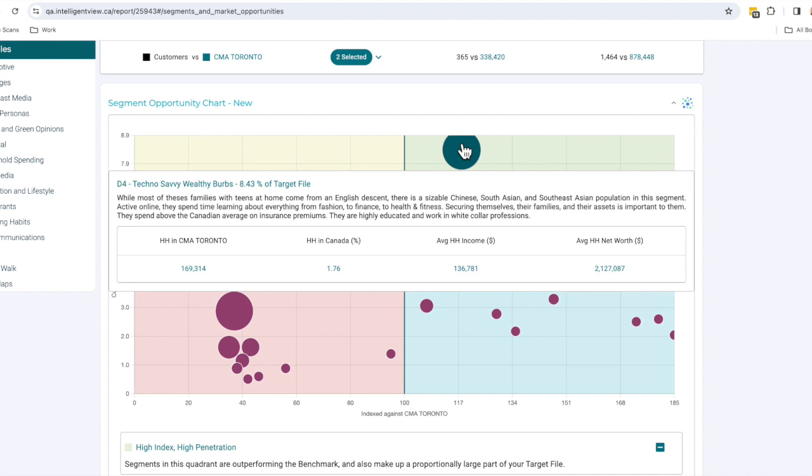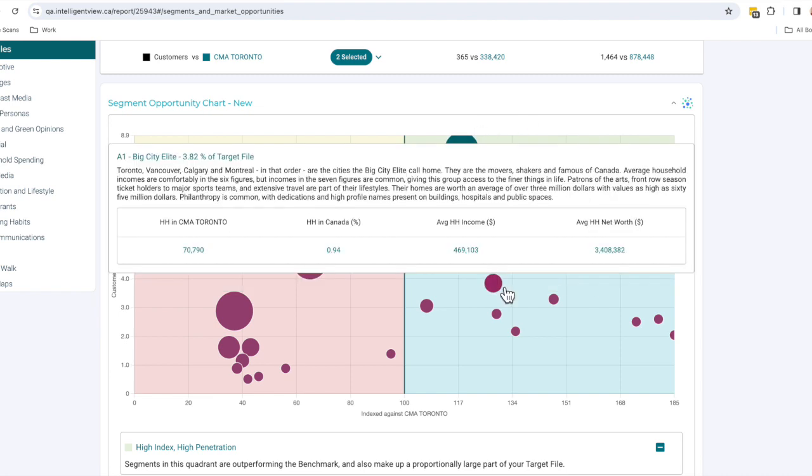The bottom right quadrant contains a number of smaller segments. These are segments where the file penetration is low but the index is high. This makes sense considering the relatively small size of these segments in the target market. So, while these segments may be over-indexed, they have a pretty small relative market size, and any efforts made towards acquiring customers in these segments would likely lead to minimal incremental gains.